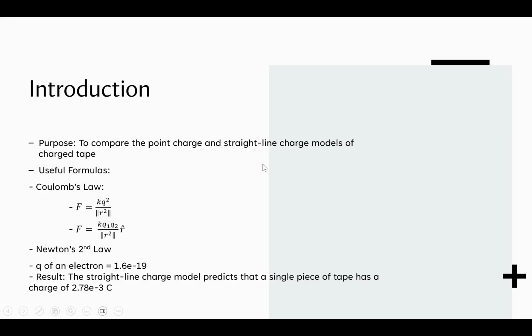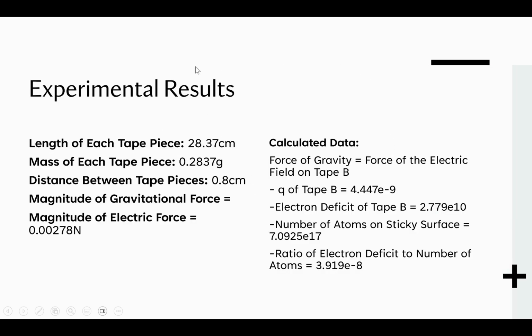Lab 2. The purpose of this lab is to compare the point charge and straight line charge methods of charge taping. The useful formulas are going to be the same as Lab 1: Coulomb's law, Newton's second law, specifically for gravity in this case, and then the charge of an electron. The straight line charge model predicts that a single piece of tape has a charge of 2.78 e to the negative third coulombs. These are the experimental results from Lab 1.